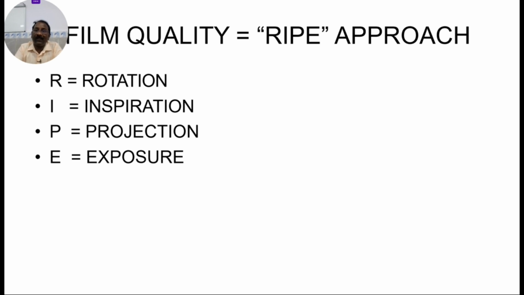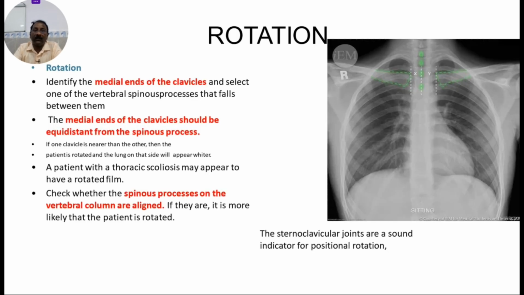So the film quality, RIPE approach: rotation, inspiration, projection and exposure. These are very, very important before you come to a conclusion about the film. Otherwise, if you don't give priority to these things, you will definitely think that the X-ray is abnormal. So this rotation, what do we mean by rotation?